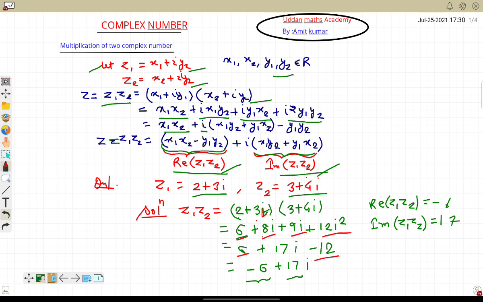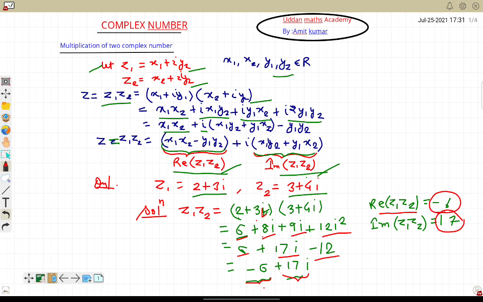Which is equal to 17 iota. After simplification we can check: 6 minus 12 is equal to minus 6, and 17 iota. So after the multiplication, the real part of z1 z2 is equal to minus 6 and the imaginary part of z1 z2 is 17. So whenever you perform some algebra with complex numbers, try to write the resultant complex number in the form of x plus iota y, where x is the real part and y is the imaginary part.